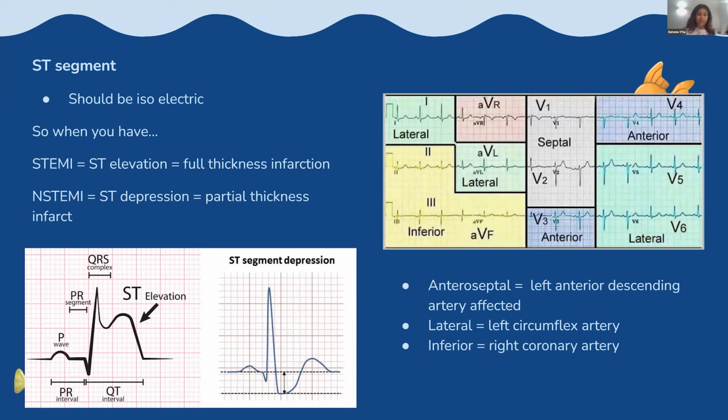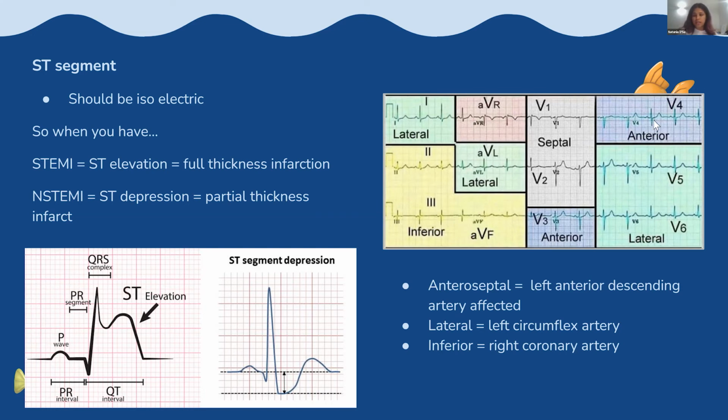So when you have ST elevation or STEMI, which is ST elevation myocardial infarction, we're seeing a full thickness infarction in comparison to a non-ST elevation MI. That's where you see ST depression, which is a partial thickness infarct. Just for your reference, this is what an ST elevation can look like, and that's what an ST segment depression can look like. You can see it's very distinct because the comparison of the normal ST segment would be that isoelectric line.